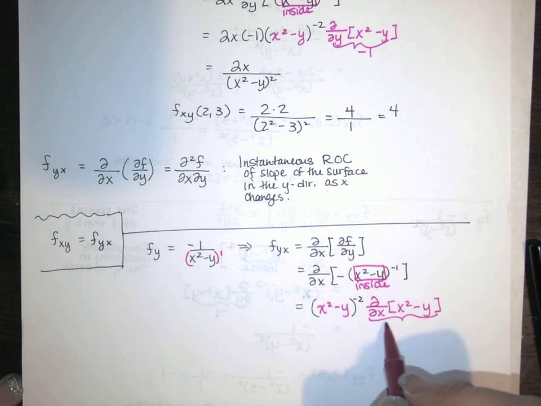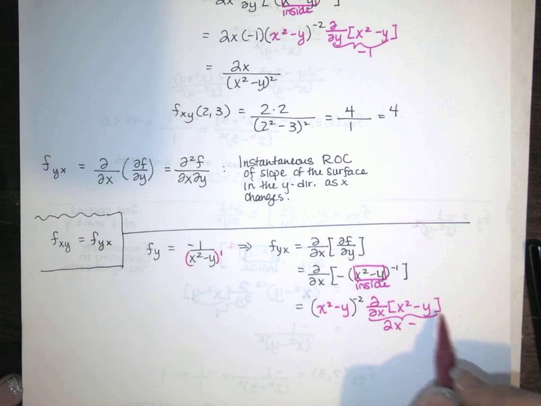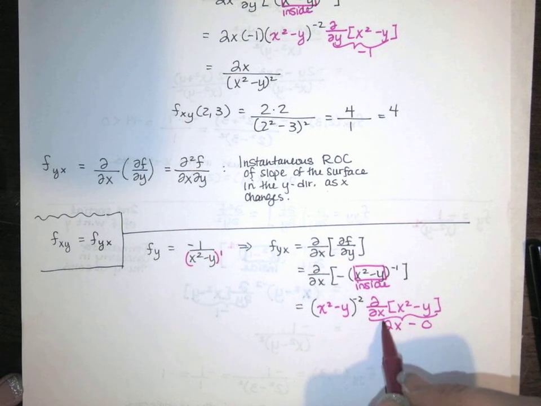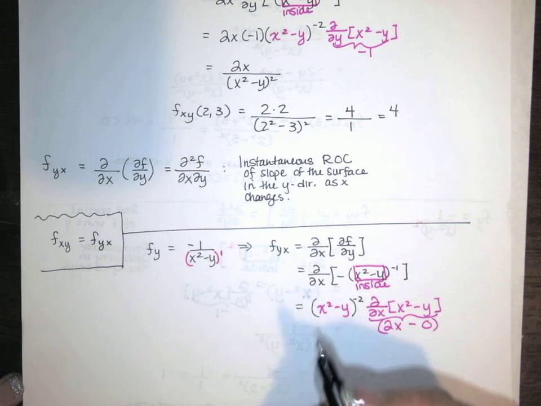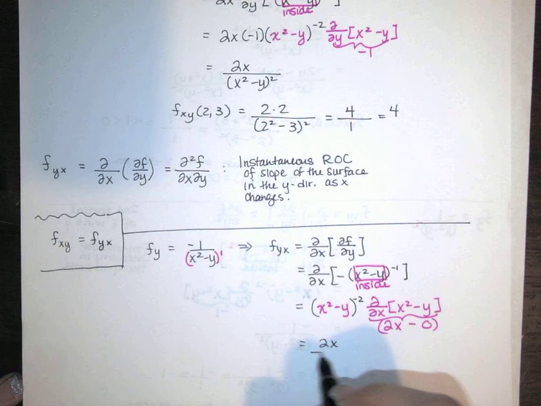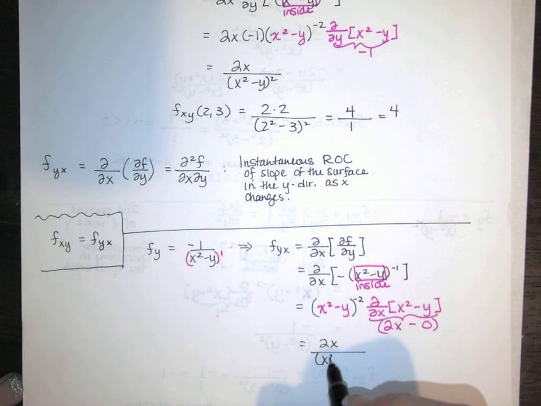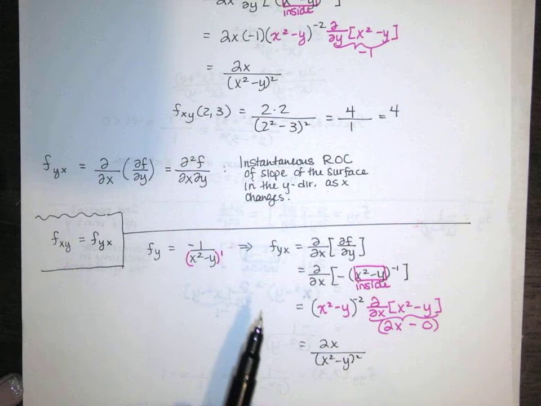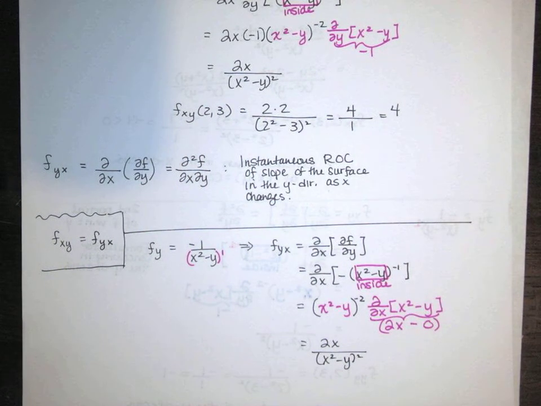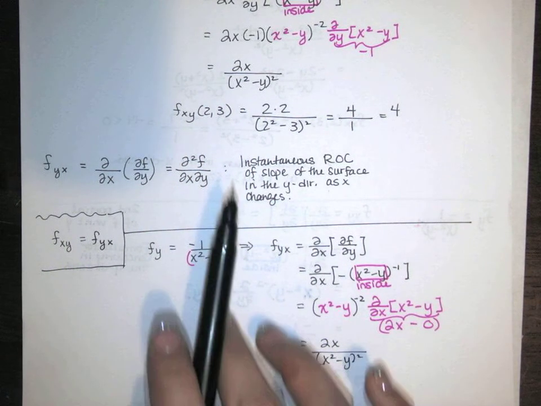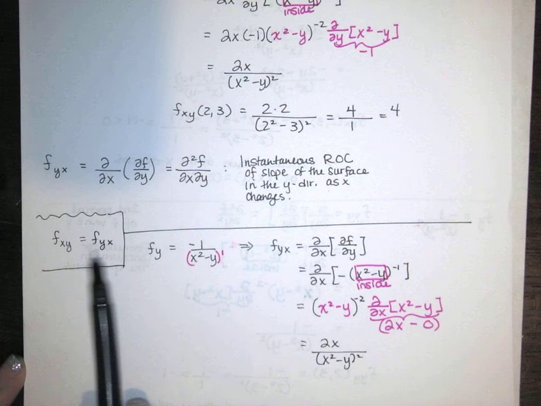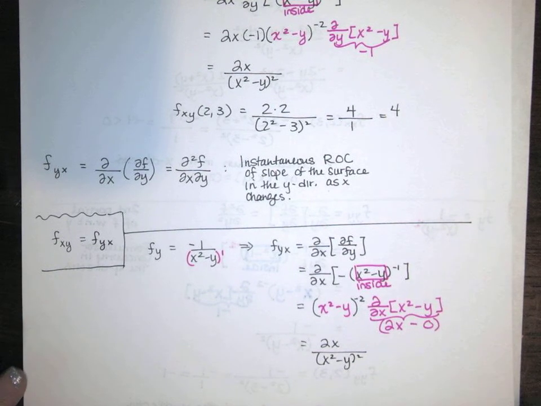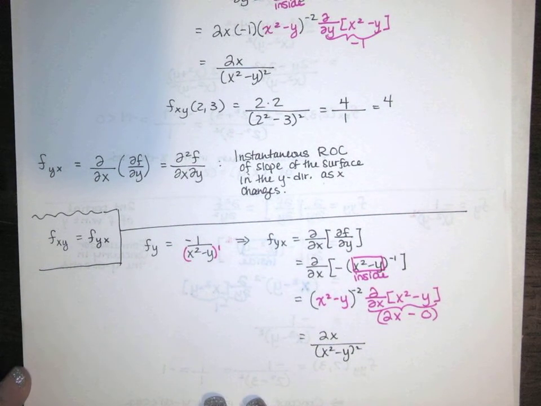And the derivative of x squared with respect to x is 2x. Derivative of y with respect to x, there's no x's in it, so it's 0. So we get the same formula that we got before. I've got a 2x and an x squared minus y quantity squared in the denominator. I sure do. Our partials are continuous, everything is nice and smooth, and because of that, these derivatives are the same. These mixed partials are the same. Okay.